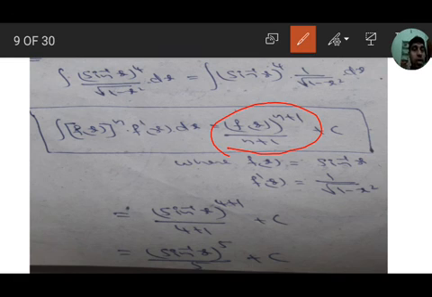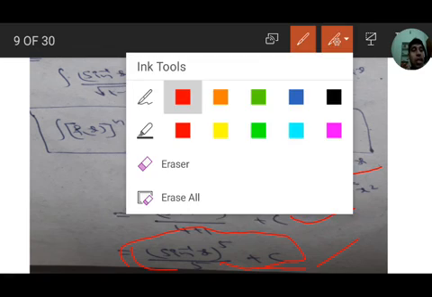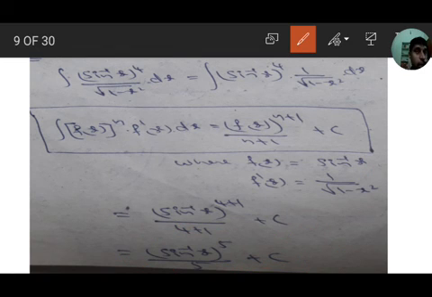It is the formula. So here n equals 4 and f of x equals sin inverse x. Therefore (sin inverse x) whole to the power of 4 plus 1 by 4 plus 1 plus c, that is (sin inverse x) whole to the power of 5 by 5 plus c. Okay, (sin inverse x) whole to the power of 5 by 5 plus c is the answer. It is the integration value.